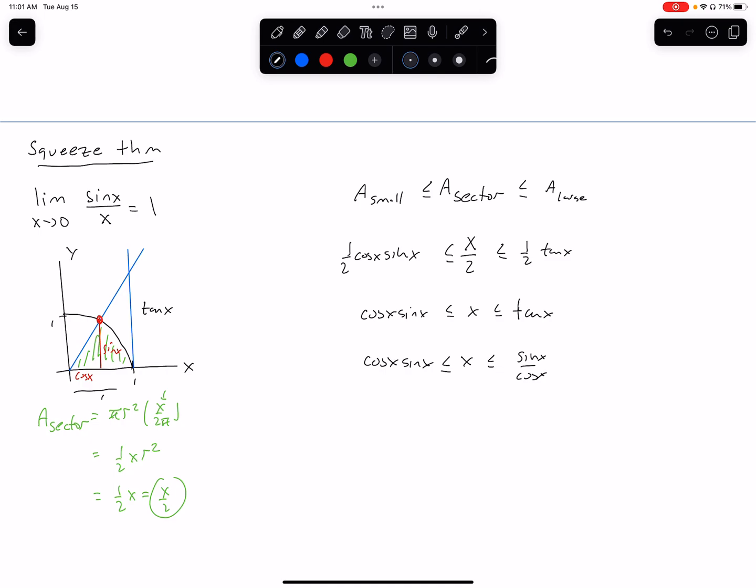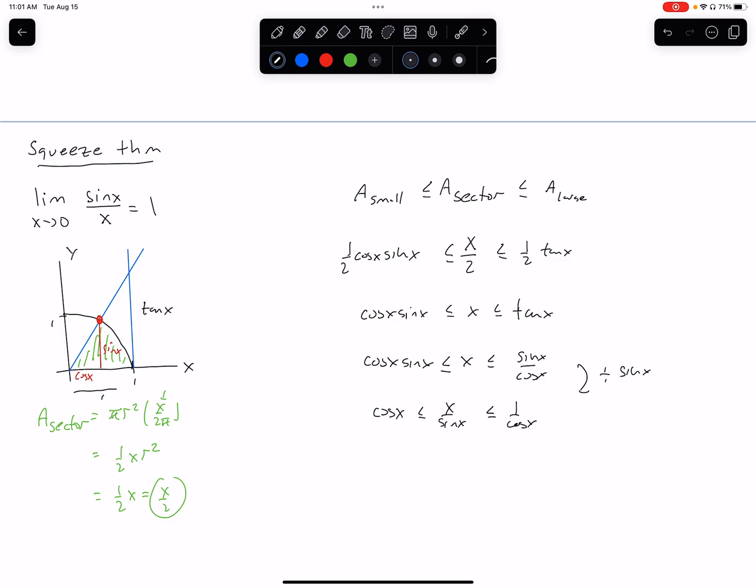So now the next thing I notice is, oh, look, everything is divisible. I can divide everything by sine of x. I'm going to go and do that. Divide by sine of x. And if I divide everything by sine of x, we get cosine of x less than or equal to x over sine of x less than or equal to 1 over cosine of x.